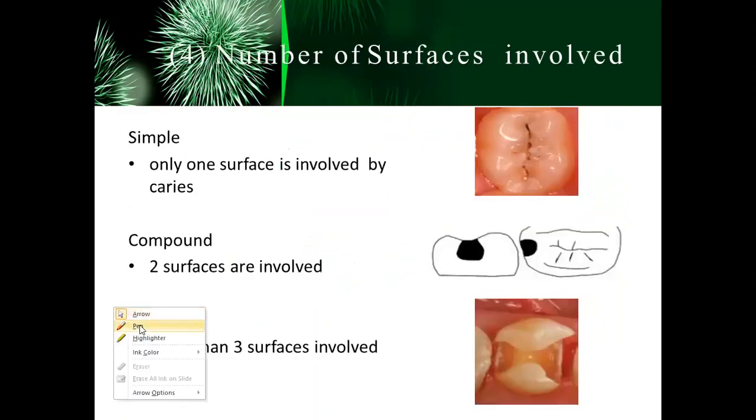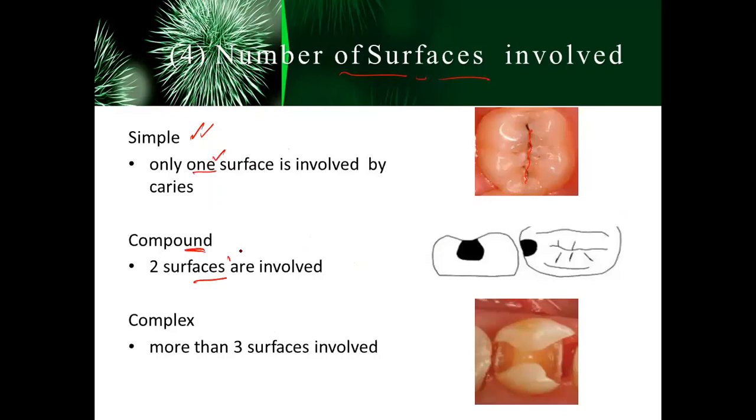Okay, we can also have classification based on the number of surfaces that have been affected. Here you can have simple if it's only one surface, okay, one side of the surface. Compound if it is two surfaces. So you can see here like from the top and then the side. Okay, so this is the side view, and then this is the top. So there are two surfaces that have been affected, and then we have complex where it is more than three areas. Okay, and this one is very bad.